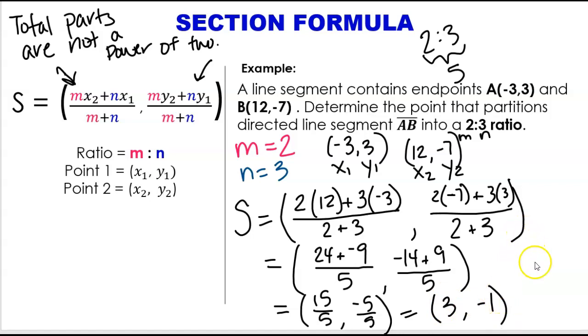So we're going to partition the line segment AB. We're going to partition it at the point 3, -1, and it will split our line segment into a 2 to 3 ratio.